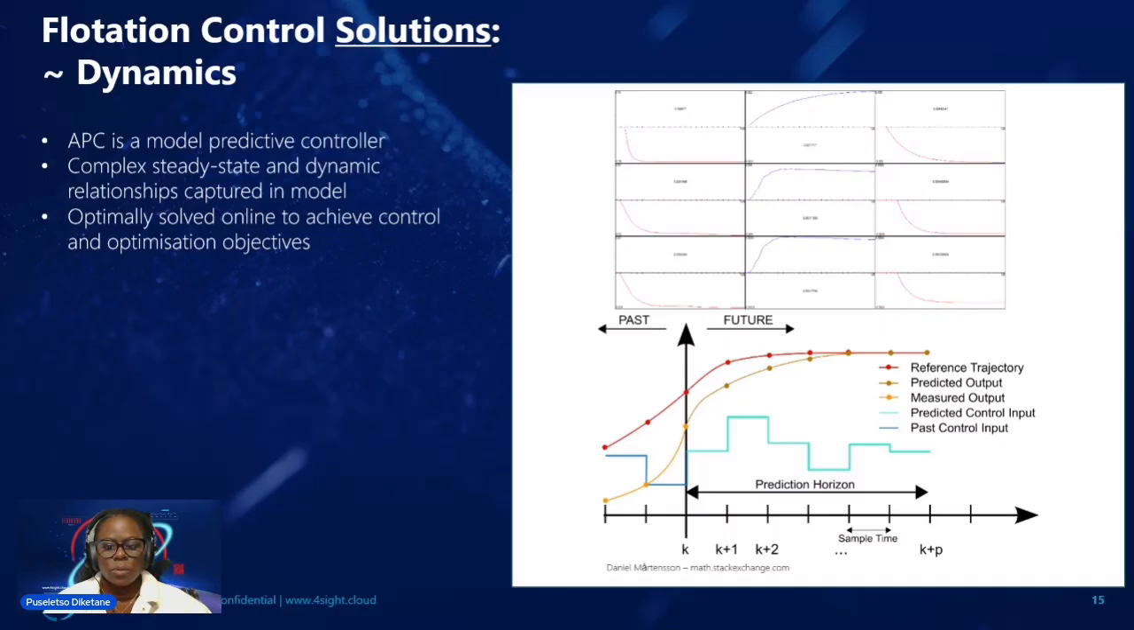So the APC that we use here at Foresight is a model-based APC, which is able to capture the complex steady state and dynamic calculations within your process in the models it generates between each of the flotation cells in the circuit and their associated impacts on the controlled variables. Now this set of relationships is solved in the online controller at each of the controller's execution cycles in order to achieve the control and optimization objectives that we have for our process.